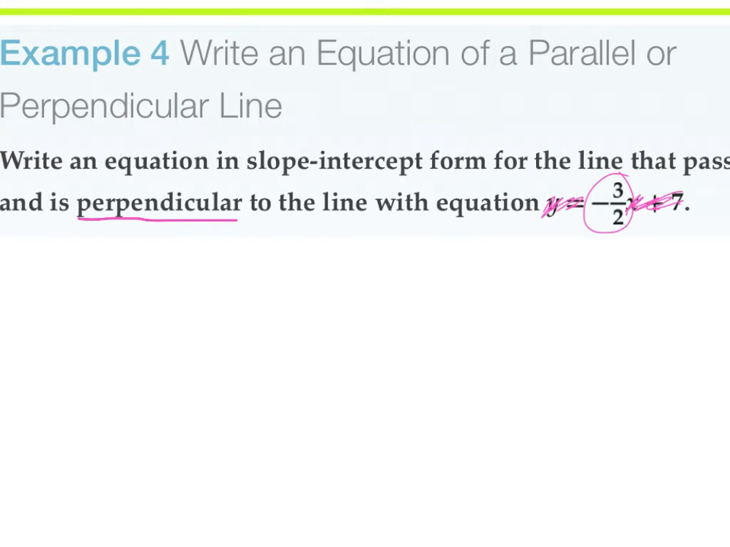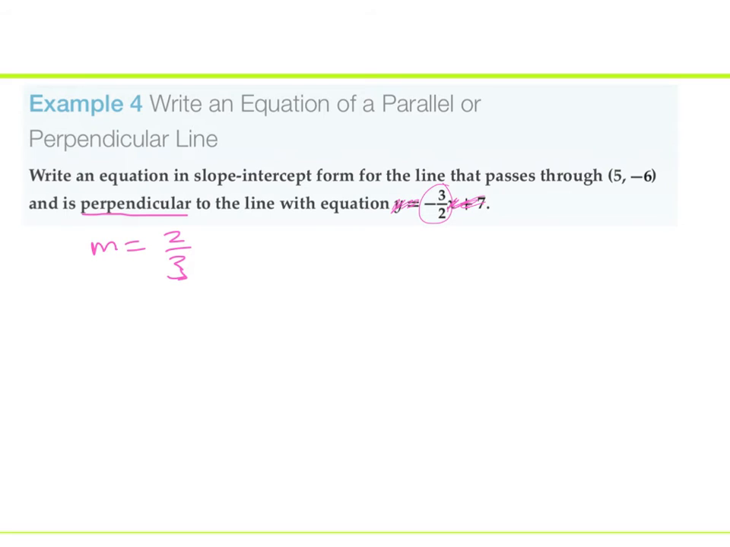So that means we have the slope as an opposite reciprocal. So our new slope is going to be what? Positive 2/3. Perfect. So our new slope is 2/3, and it goes through this point here, (5, -6). So we're given a point and slope. So we're going to plug it into point slope form. So our point slope form is y minus y1 is equal to m times x minus x1.